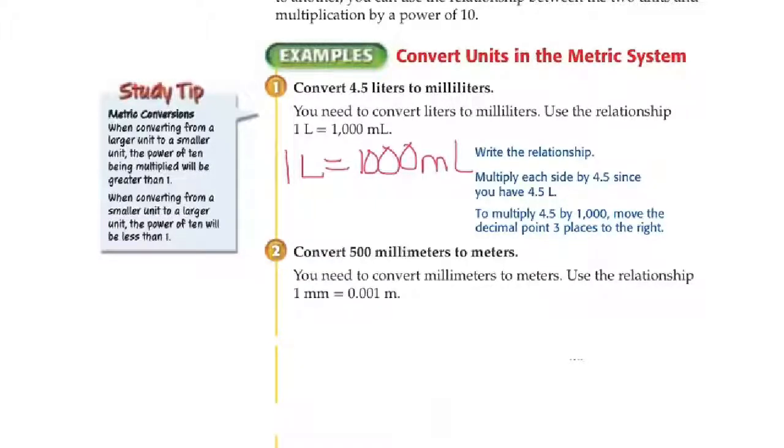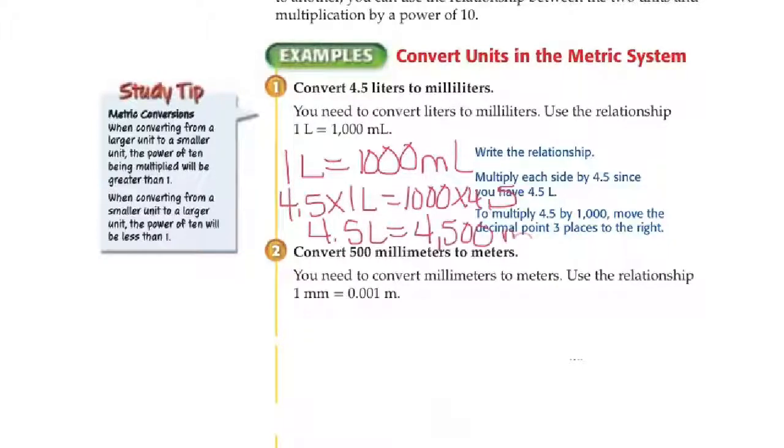Multiply each side by 4.5 since you have 4.5 liters. So 4.5 times 1 liter equals 1,000 times 4.5. You would end up with 4.5 liters equals 4,500 milliliters. To multiply 4.5 by 1,000, you just move the decimal place 3 places to the right because we're getting bigger.